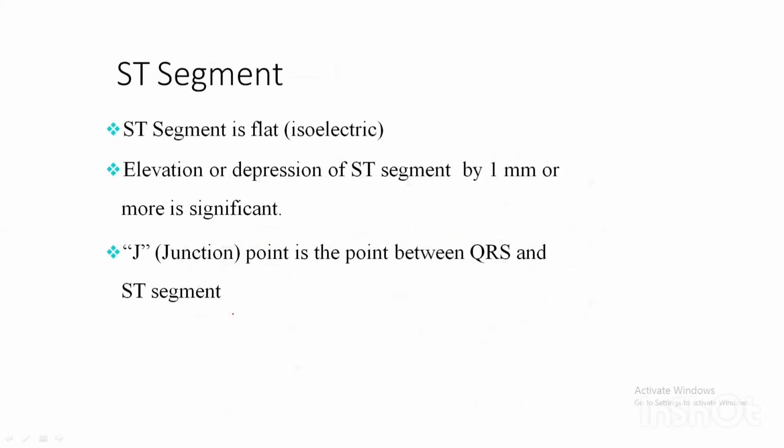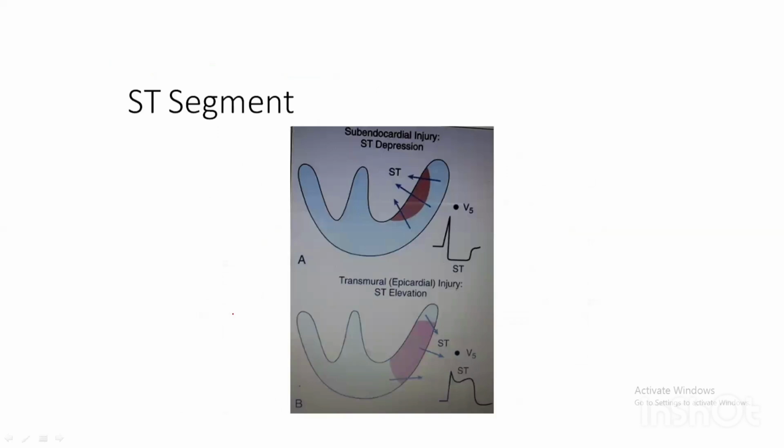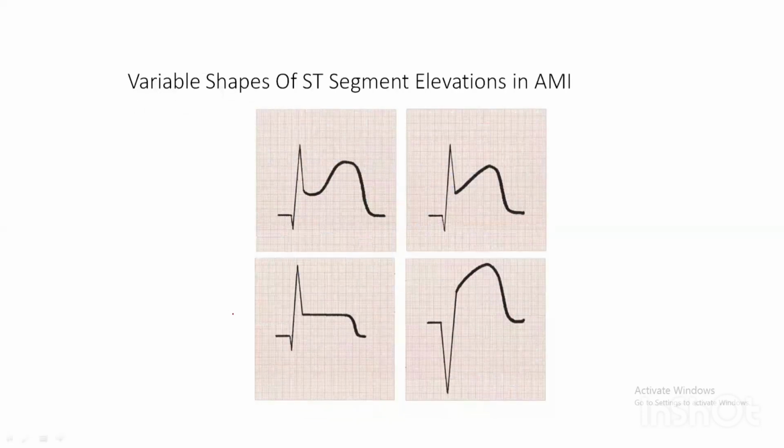Now come to the ST segment. The ST segment is very important, and ST segment changes denote ischemia or infarction of part of the heart. It is very important because it is one of the criteria where you can diagnose acute myocardial infarction by ECG only, and you can thrombolyse the patient at the earliest. ST elevation myocardial infarction. So how does the ST segment look? Variable shapes.